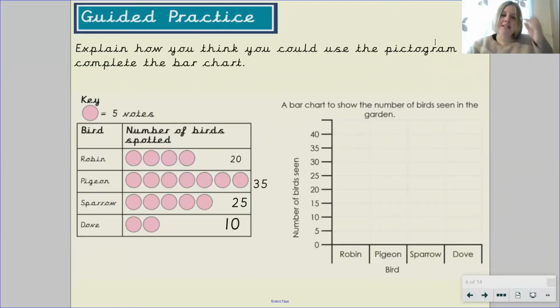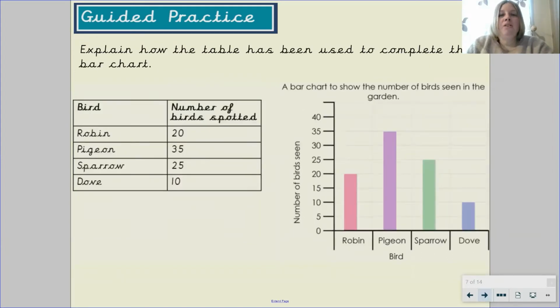So we've just seen how we can use the information from the pictogram to complete a bar chart. What I would like you to do now is to look at the information and explain to your teddy how the table has been used to complete the bar chart. Pause your video.